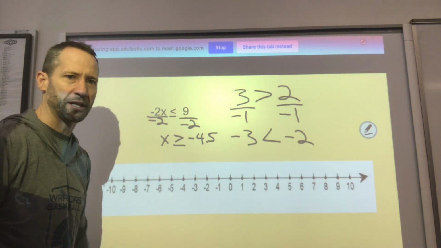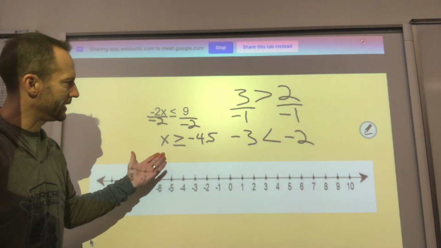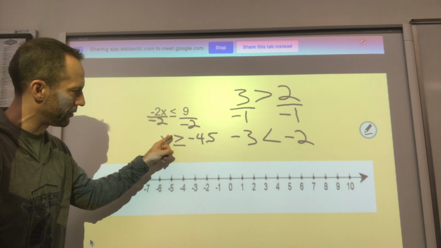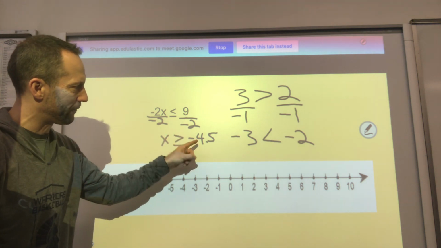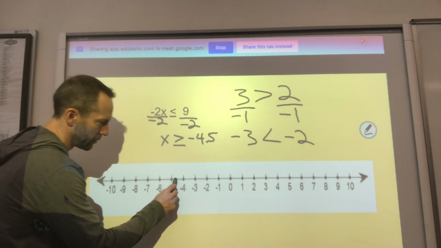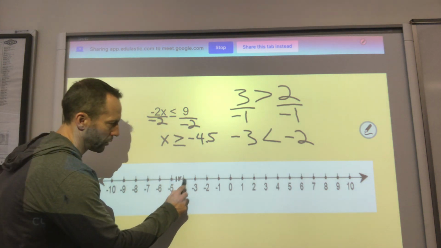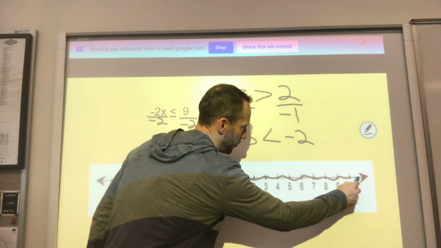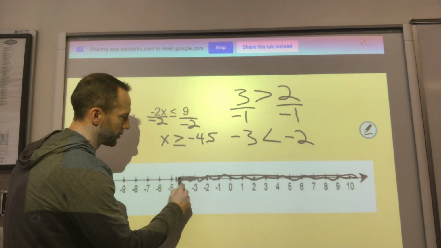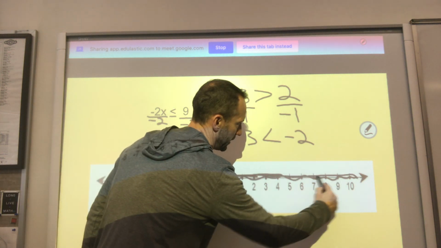Remember, this is what we just got done doing and reviewing. So now I need to graph all the numbers that are greater than or equal to negative 4.5. So I'm going to come down here. Right here is negative 4.5. So I want all the numbers that are greater than negative 4.5. So we're going to graph everything to the right here, shade in.